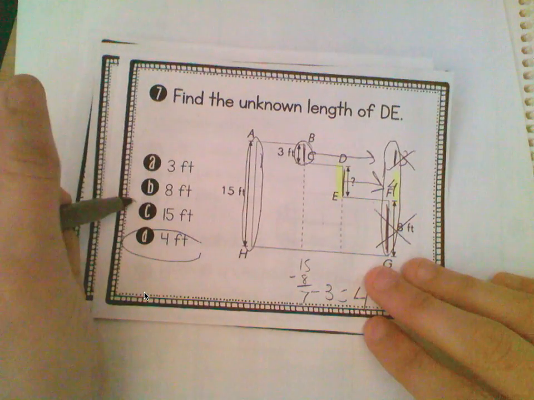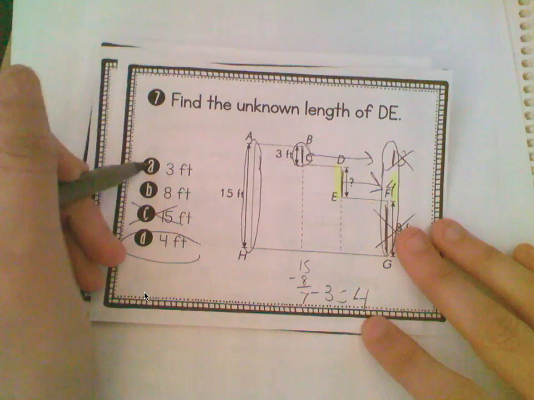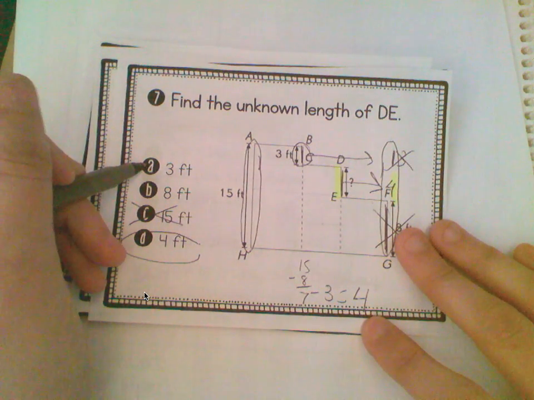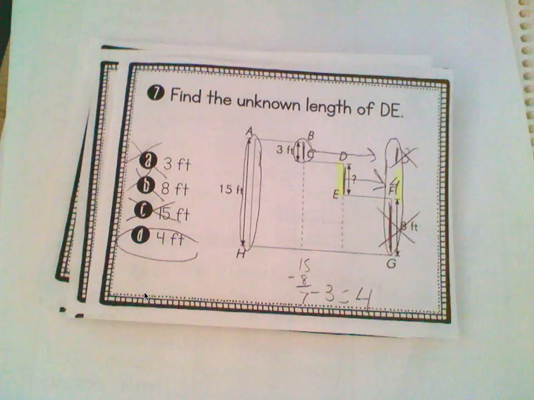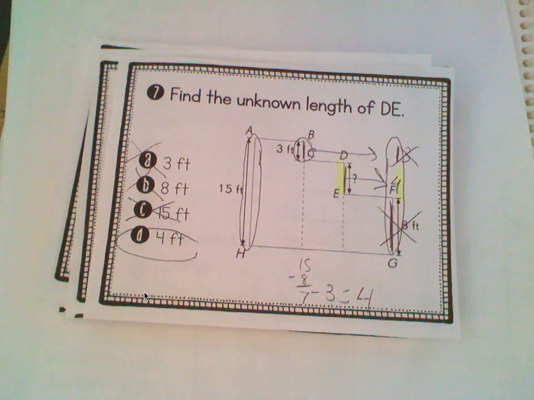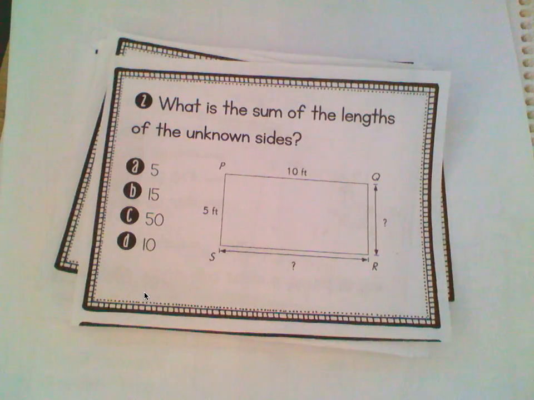And I see how they get you with 15. That's not right. And I can see why you would put 3. That's not right. And the answer is not 8. So the answer for that one is D. All right, let's check this one.